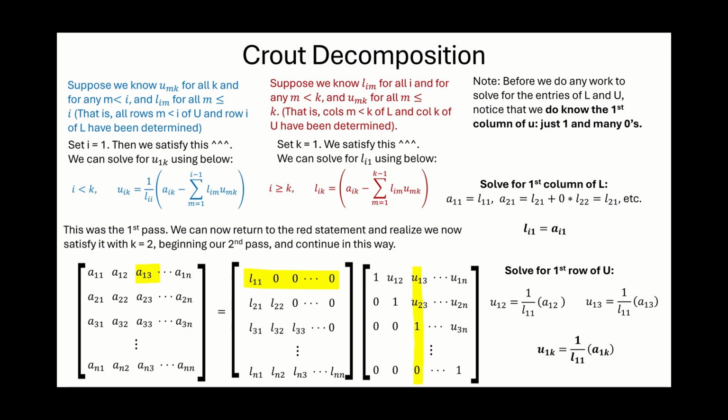Note how the result of the first part of the pass, that is, the next column of L, was needed to solve for the result of the second part of the pass, which is the next row of U. If we continue in this way, we will eventually find L and U. This is Crout's method for finding an LU factorization. Let's do an example now.